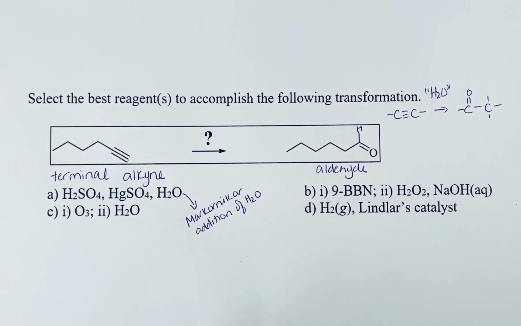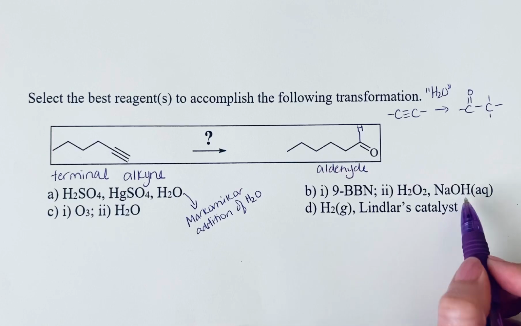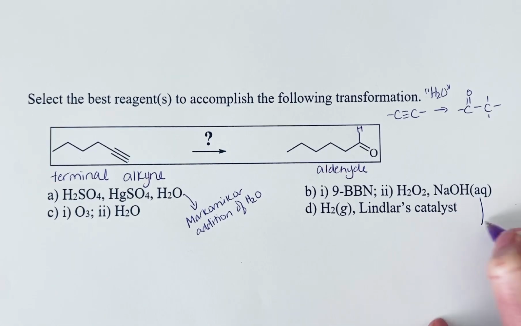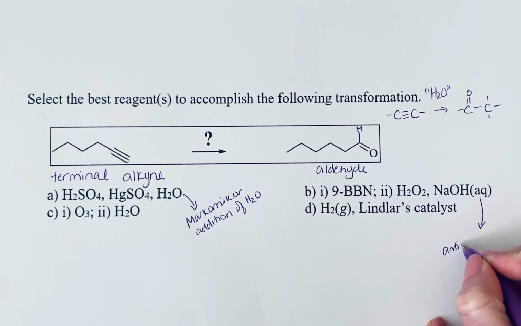The other option that we have for adding water to an alkyne is to follow a hydroboration-oxidation protocol, such as option B. And this is the way to have water adding across an alkyne in an anti-Markovnikov fashion.